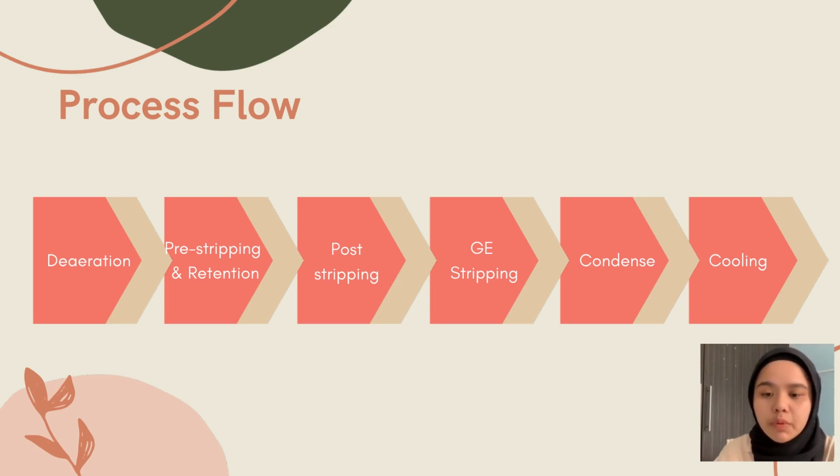Okay, next, moving on to the process flow of the deodorization system. The first step is the deaeration process. Before heating the oil, air must be removed under deaeration or vacuum to prevent oxidation and protect its quality. The second process is pre-stripping and retention. Once the oil has reached the designated temperature, it will be transferred to the deodorization column, which is the main component used for deodorizing edible fats and oils. The column consists of stripping sections and retention sections.